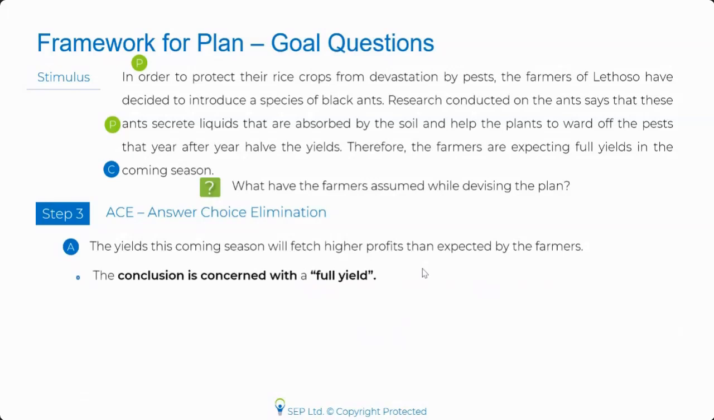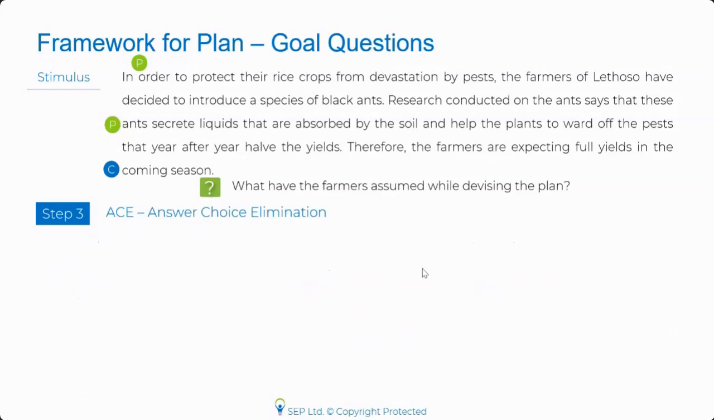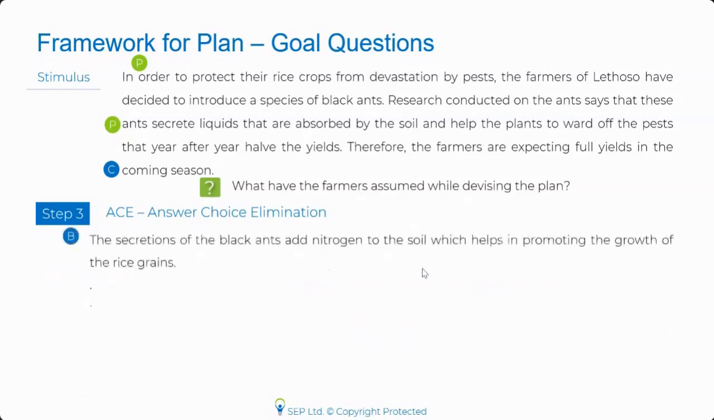As I said here, the plan is not about increasing profits as such. Although you might think that if the yields are going to increase, the profits will also increase. But though that might very well be so, the given stimulus doesn't really talk about the profits. Therefore, higher profits is totally out of scope and is therefore incorrect.